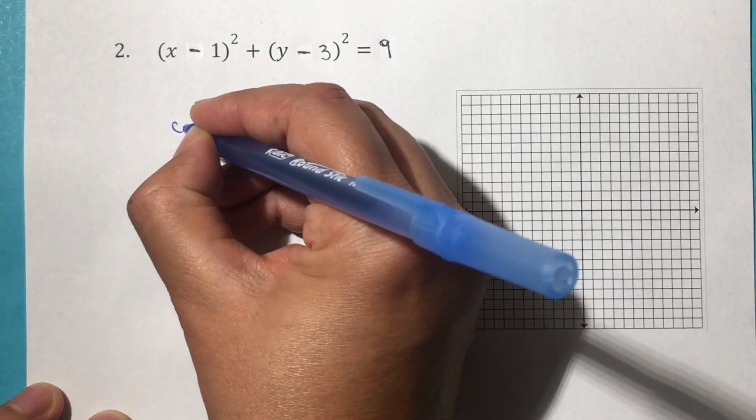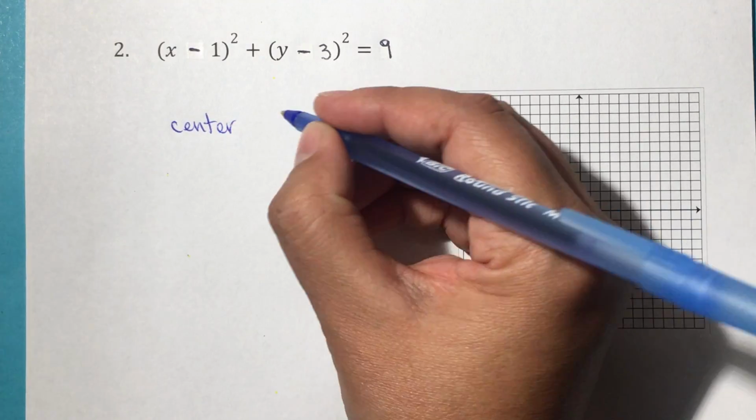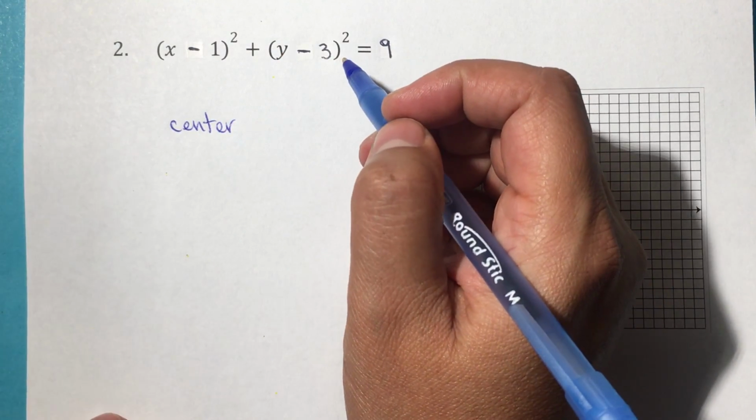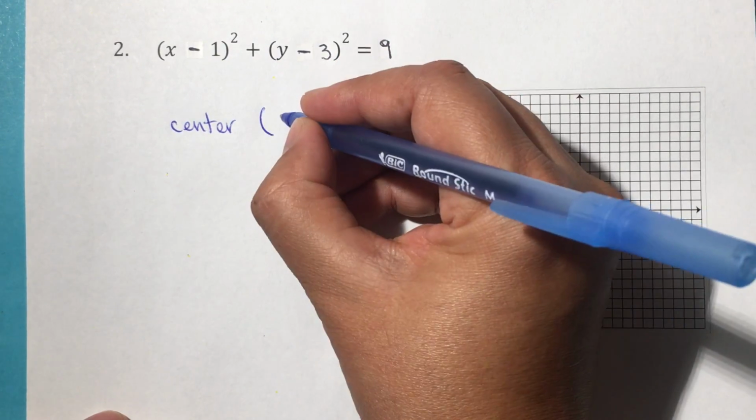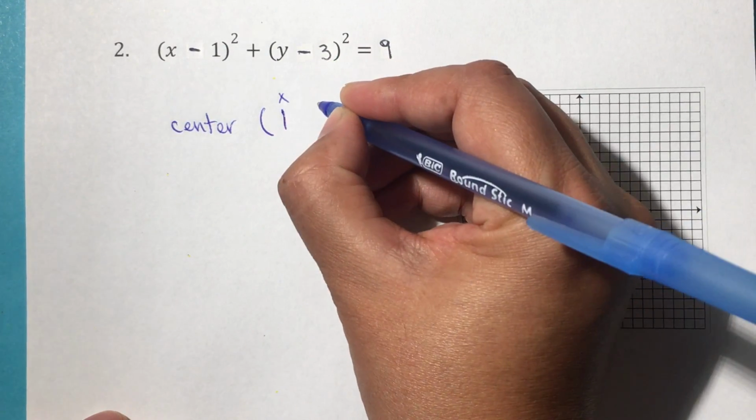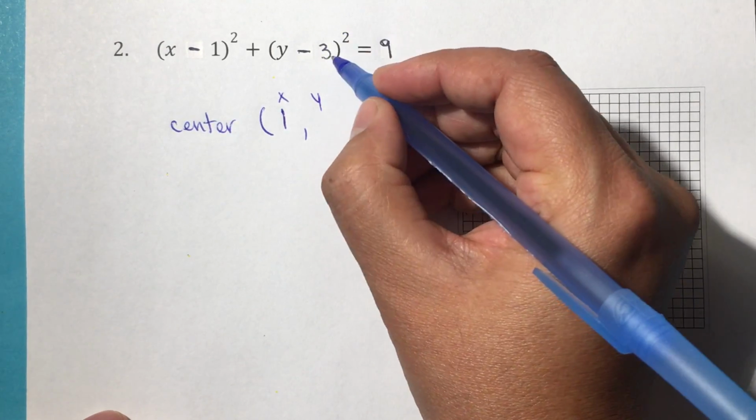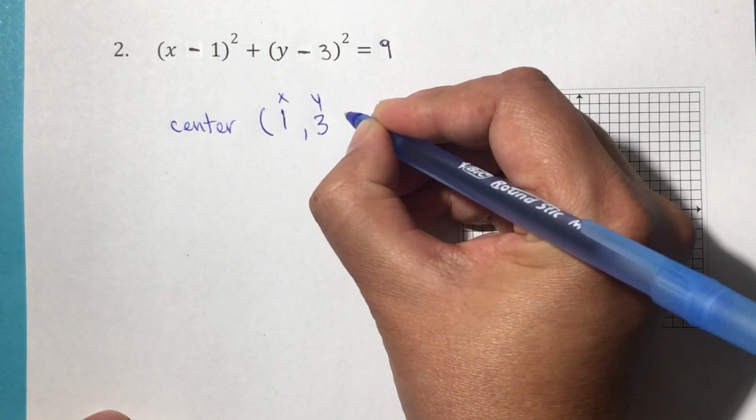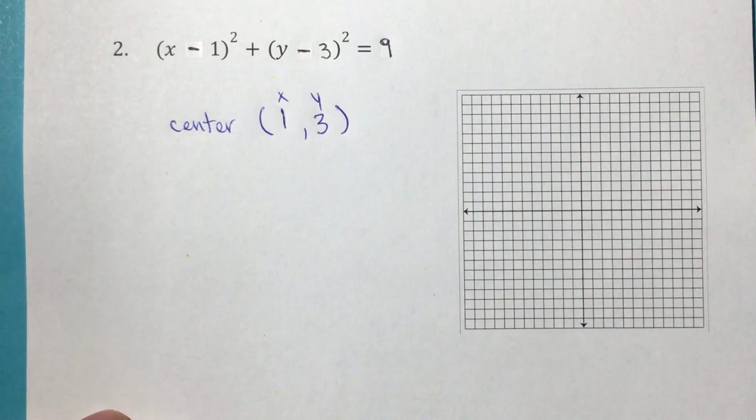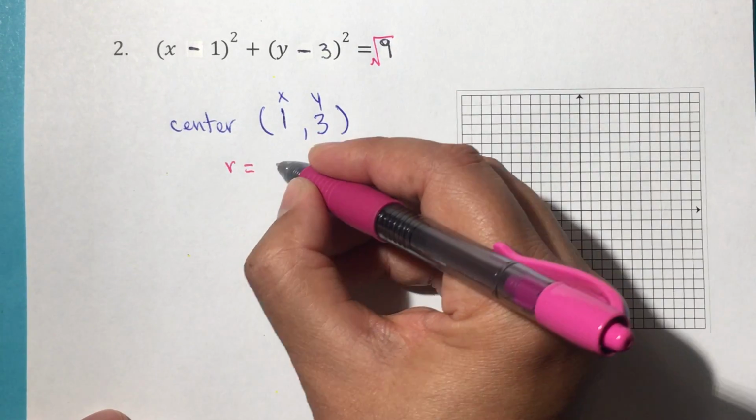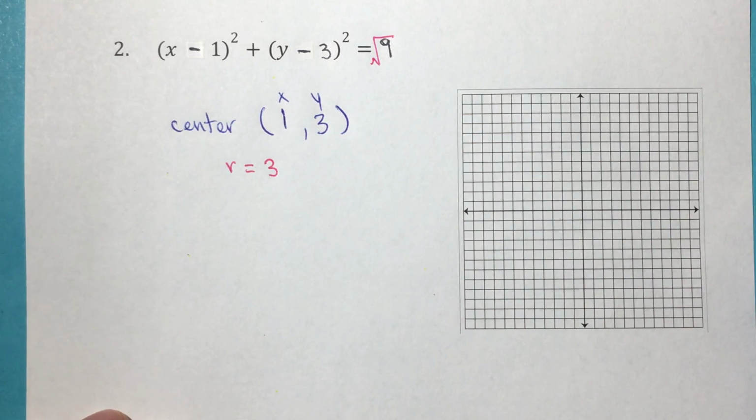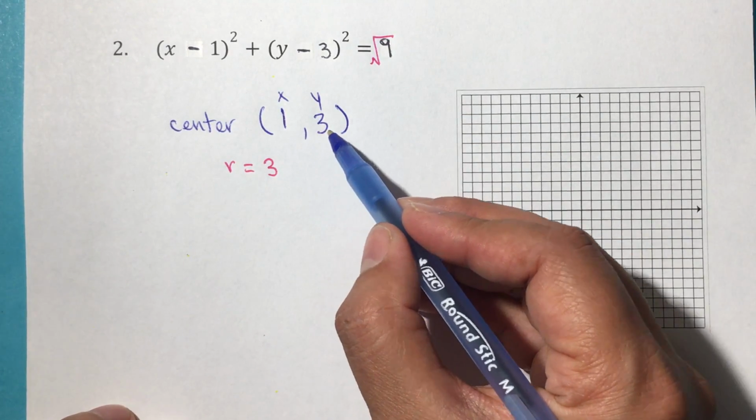Number 2, I'm doing this because it's already set up as well. So the center will be, if it's subtracting 1, it's going to be positive 1 for x. For y, we're subtracting 3, so it's going to be positive 3. Remember that is the opposite. For the radius, you take the square root of the answer, and the square root of 9 is 3. So now we have our center at (1, 3).